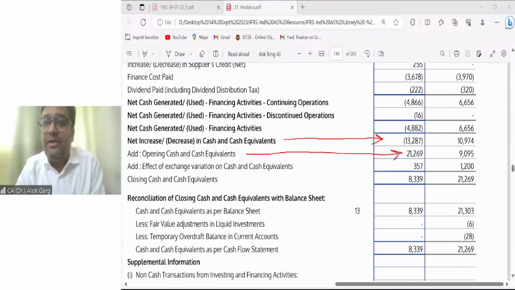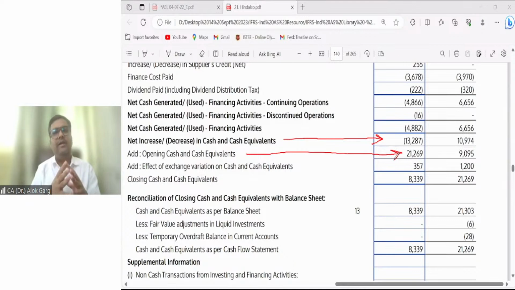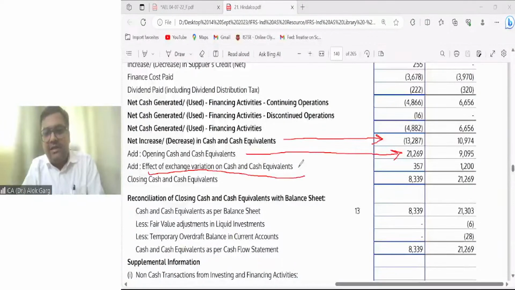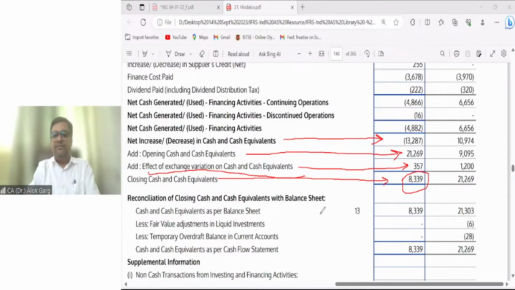And this Hindalco Industries Limited has cash and cash equivalent in INR as well as in US dollar or in foreign currency, right? So you can see that they have given the effect of exchange variation on cash and cash equivalent by 357 crores. And then this is the number closing cash and cash equivalent, which is tallying with your balance sheet, right?